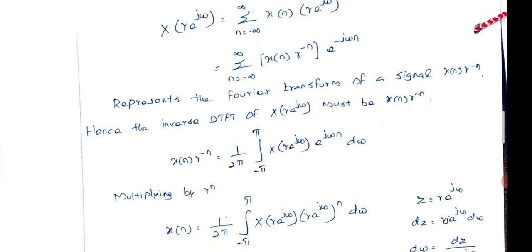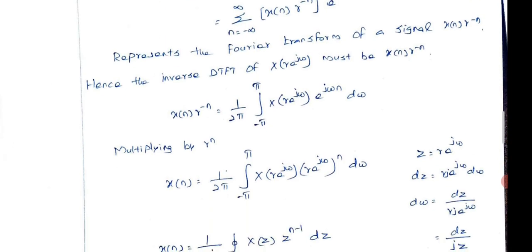Next, on this side we have x of n into r power minus n, so we are going to neglect that r power minus n. We can multiply r power n on both sides. Here x of n into r power minus n into r power n gives x of n, that is equal to 1 by 2 pi integral of x of r into e power j omega times r power n, that is, r into e power j omega power n, d omega.